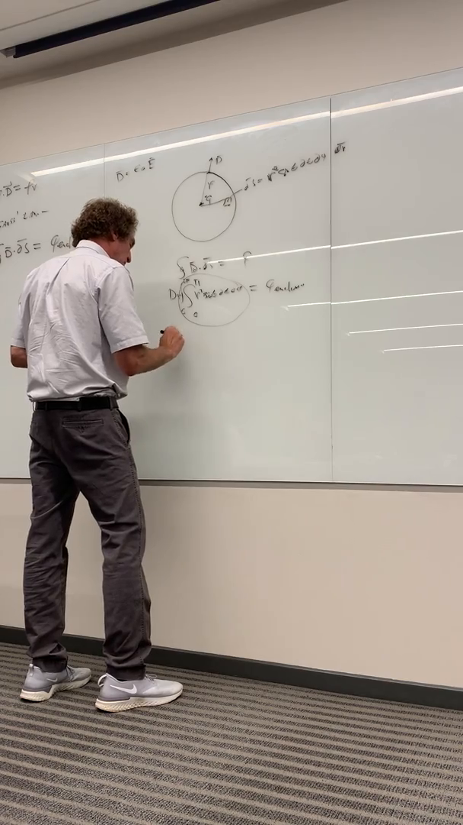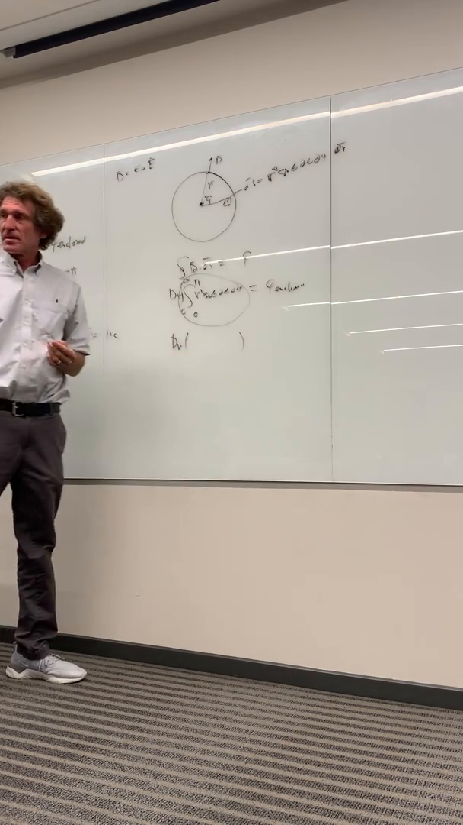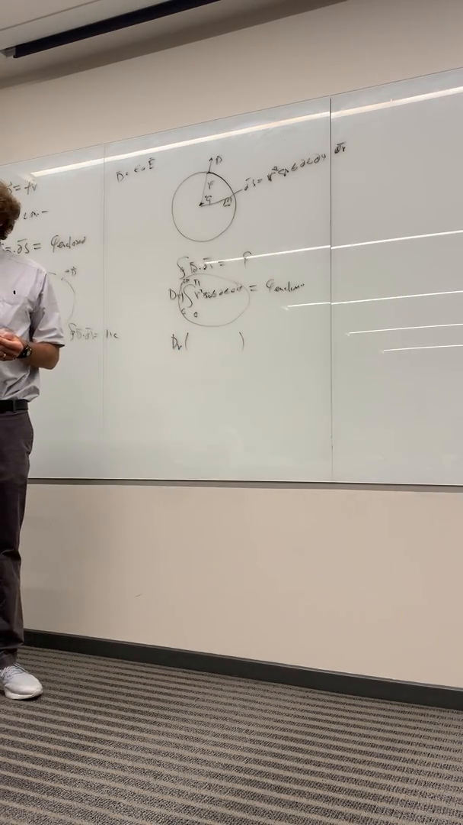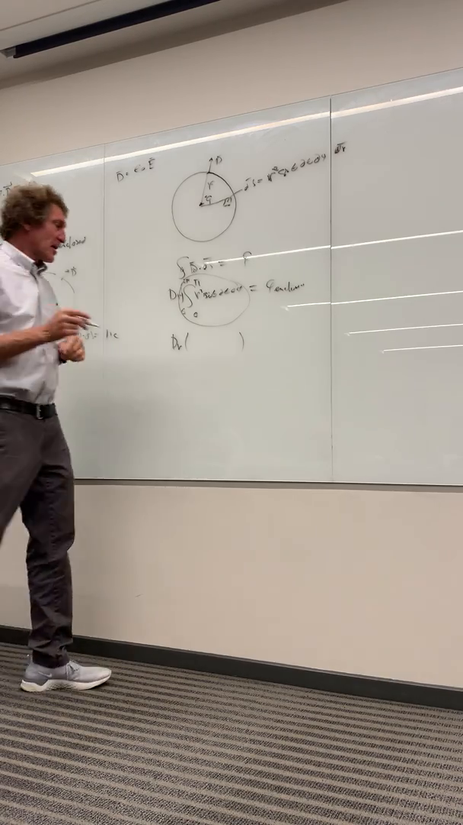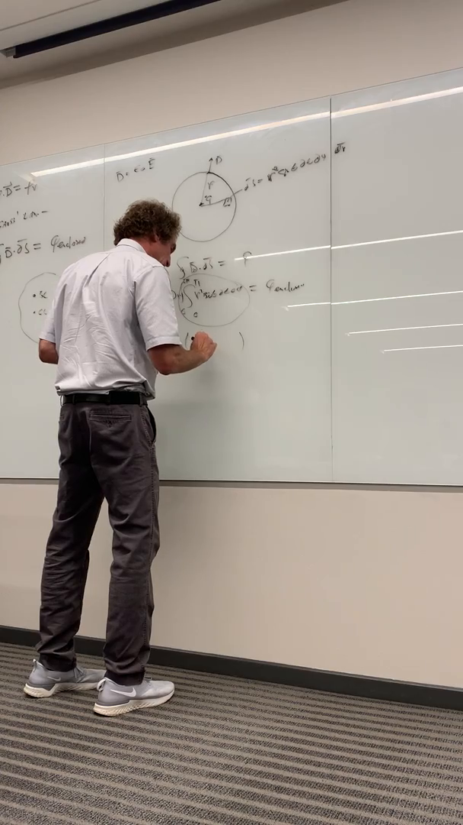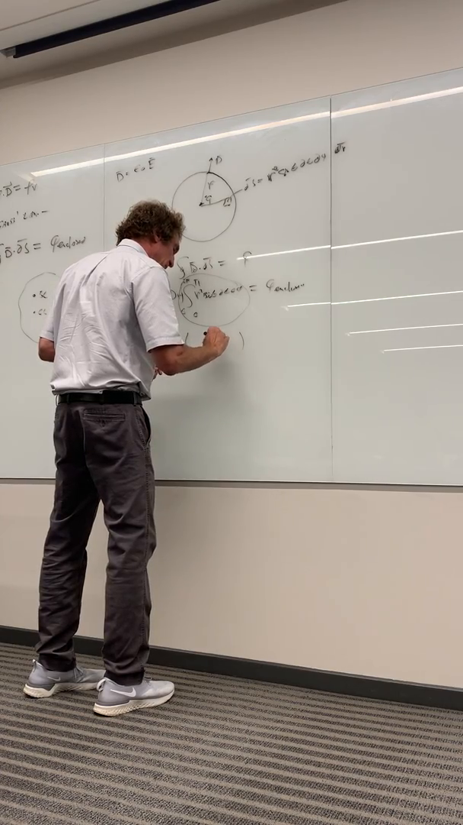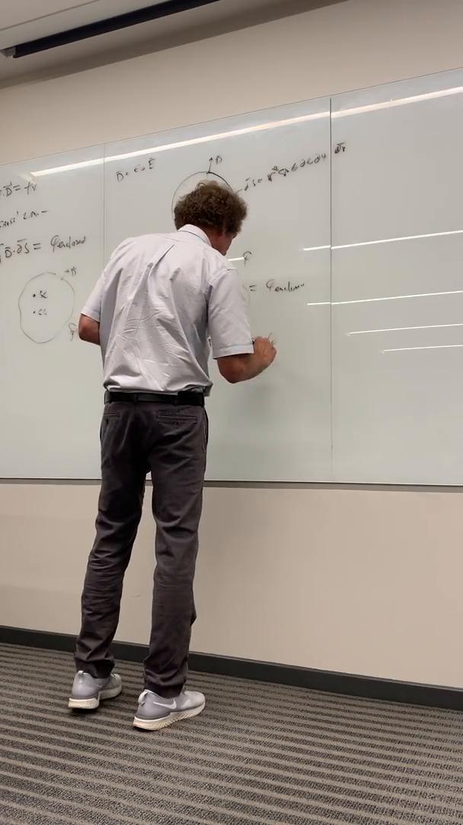Well, that would be D of r. What's the surface area of a sphere? We did that last time. 4 pi r squared. Remember that, 4 pi r squared. You need to know that one. 4 pi r squared. And that's equal to the charge enclosed. I'm just going to call it Q.